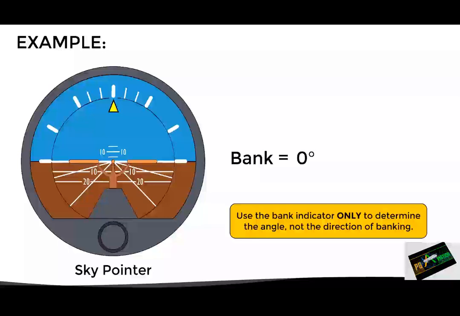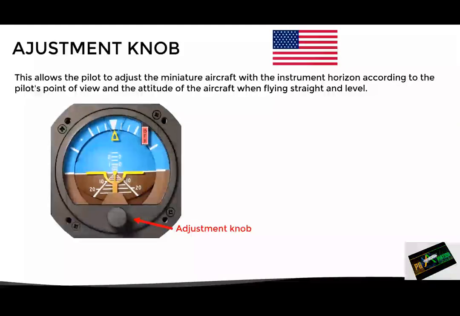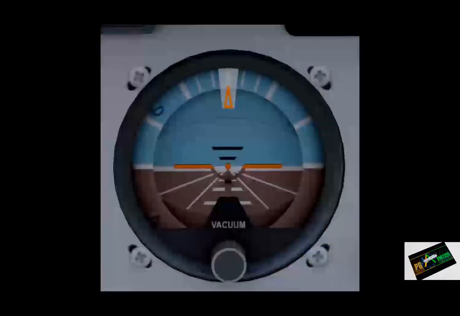Now, another feature of some attitude indicators, especially those manufactured in the United States, is an adjustment knob. It allows the pilot to adjust the miniature aircraft with the instrument horizon according to the pilot's point of view and the attitude of the aircraft when flying straight and level. Here we can see an example of how the miniature aircraft moves when the adjustment knob is rotated.